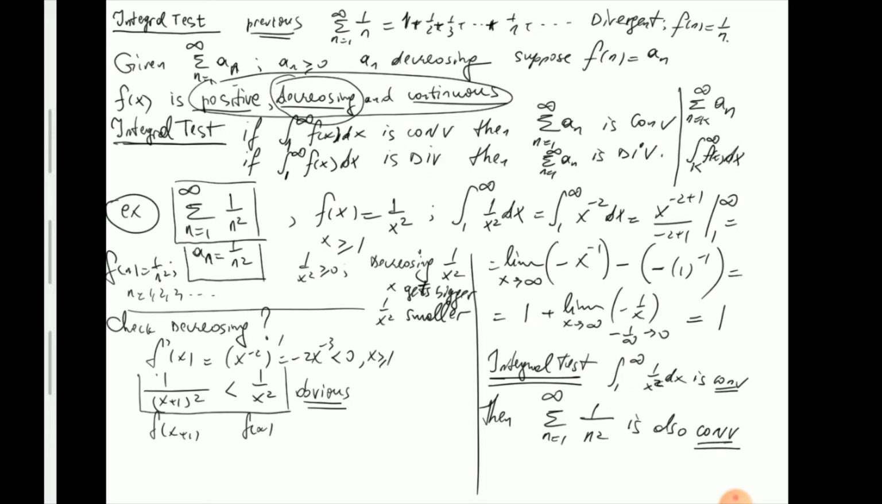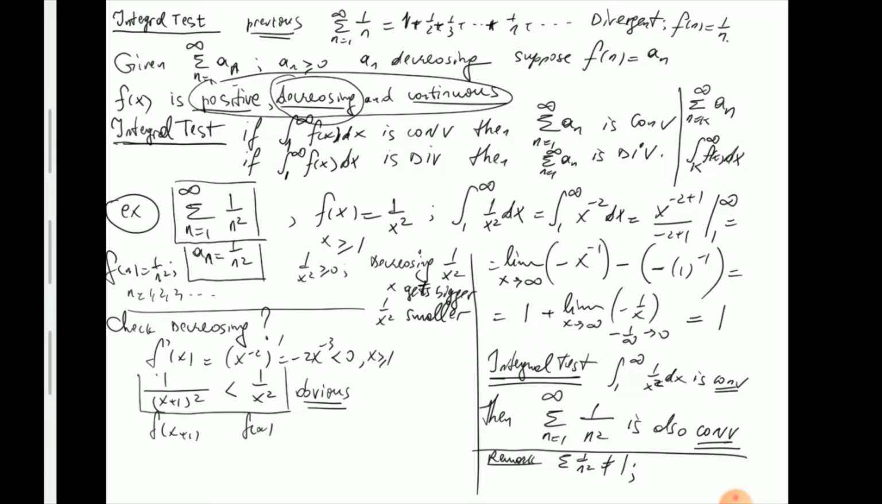Now, one important remark, that does not mean the summation is 1. So that's not going to be equal to the value of the improper integral. The improper integral simply gives you the answer whether it's convergent or not. The actual value of the improper integral has nothing to do with the value of the infinite sum.